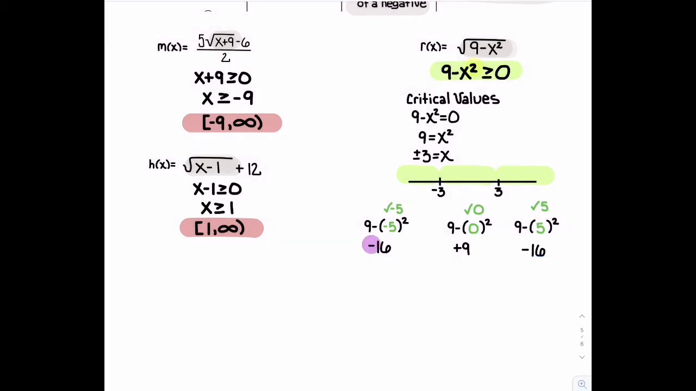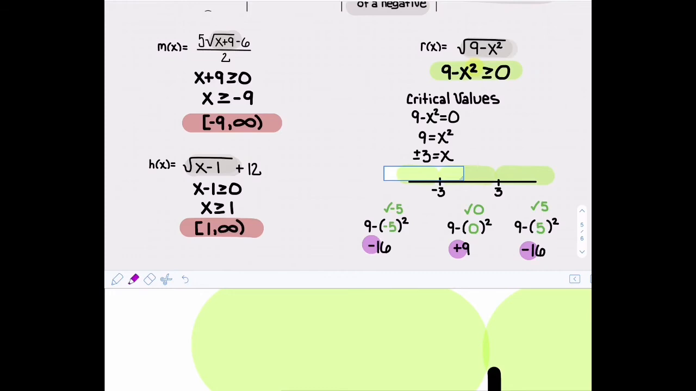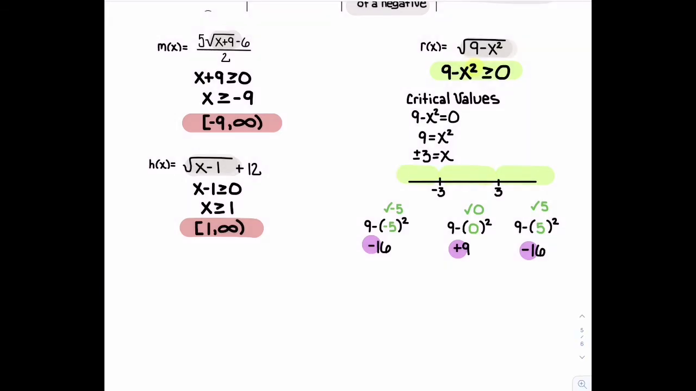So no matter what number that I substitute into 9 minus x squared, that is to the left of negative 3, I will get a negative answer. And any number between negative 3 and 3 I substitute, I'll get a positive, and anything to the right of 3, I will get a negative. I'm looking for numbers that are greater than or equal to 0, so those are positive. So the only section that's working is between negative 3 and 3.